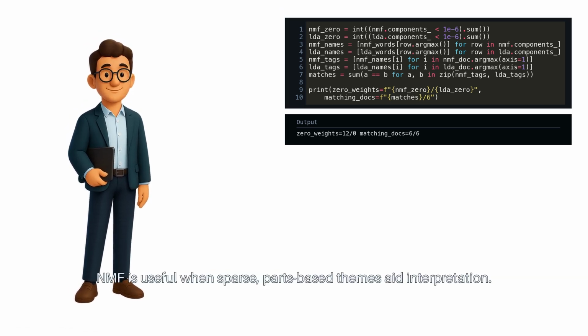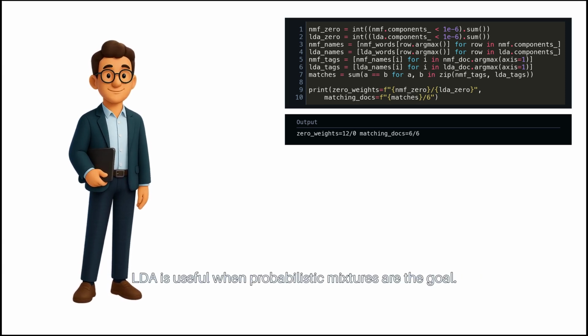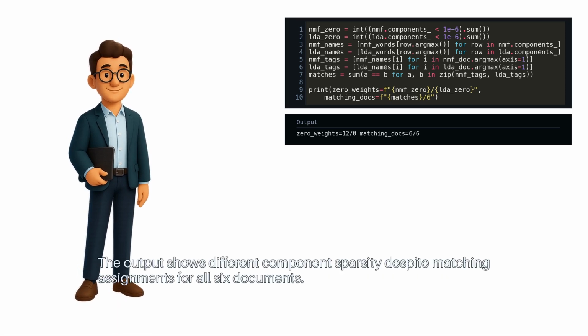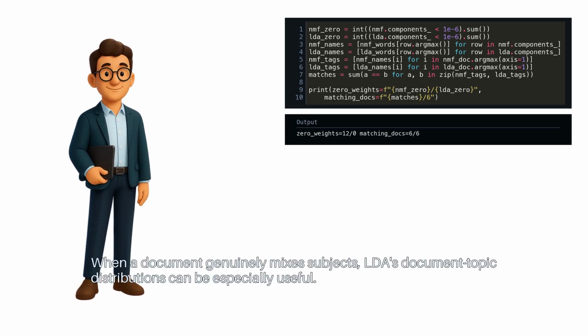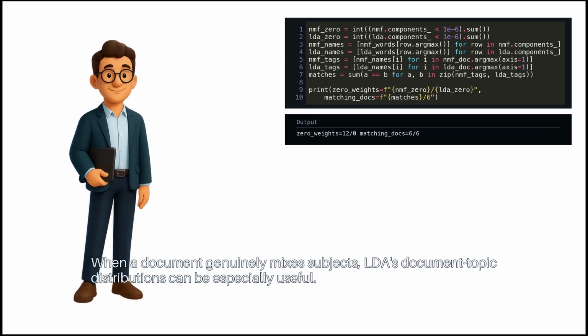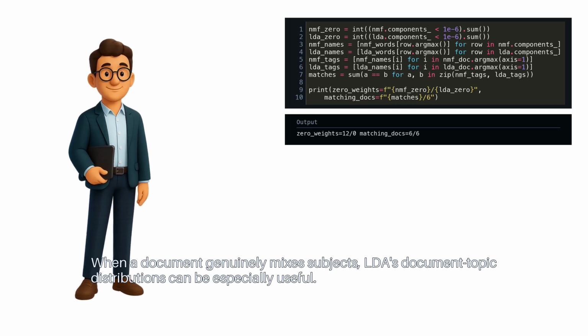NMF is useful when sparse, parts-based themes aid interpretation. LDA is useful when probabilistic mixtures are the goal. The output shows different component sparsity despite matching assignments for all 6 documents. When a document genuinely mixes subjects, LDA's document topic distributions can be especially useful.